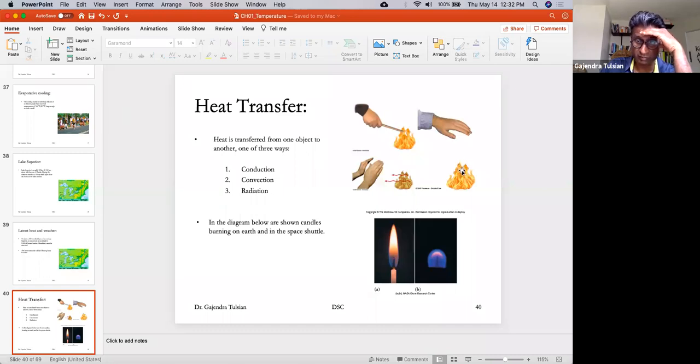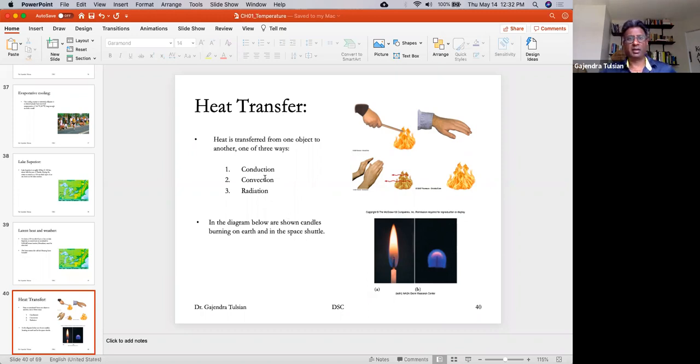If you lit a fire out in space, in a 0 gravitational field, warm air wouldn't rise. And so that's what's shown here. So here's a candle burning in the space shuttle, and the flame is spherical.